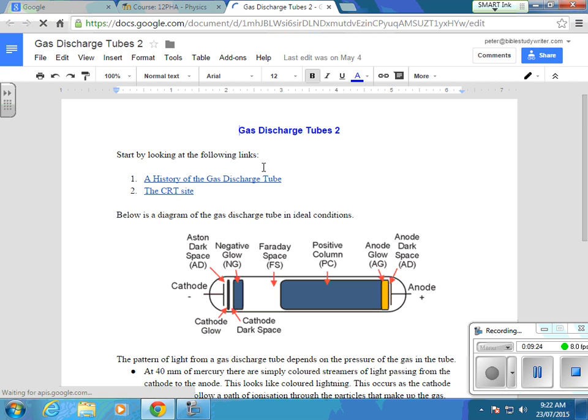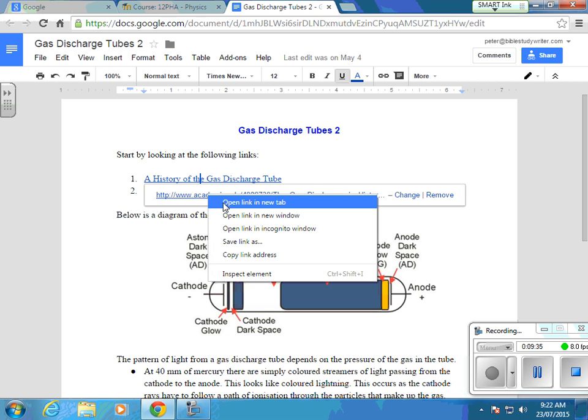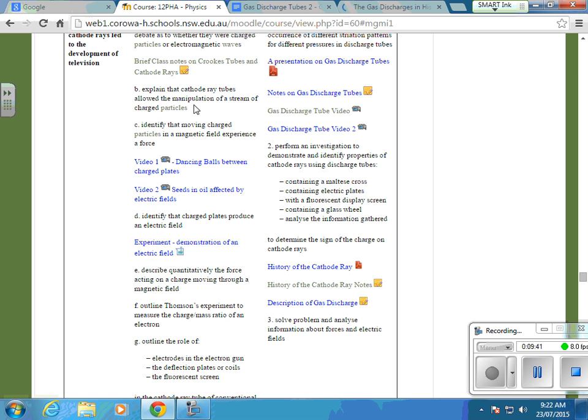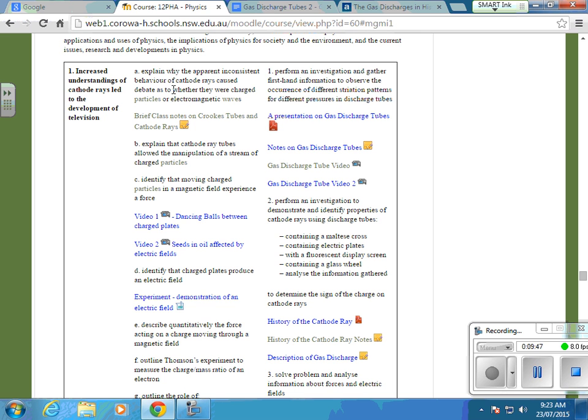Okay, this is a summary of the stuff that we did yesterday. Before we look at that, I want to show you two things. The first one is inside Moodle, there's a number of resources around this stuff that you've just done. And you'll note that what we're supposed to do is explain the behaviour of cathode rays that caused a debate about whether they're light or particles, and we're just getting onto that.